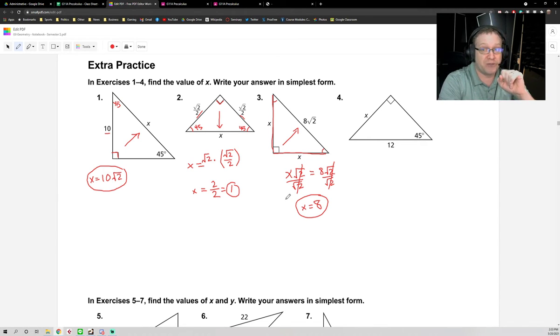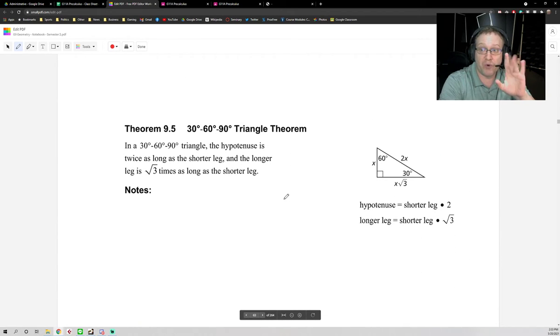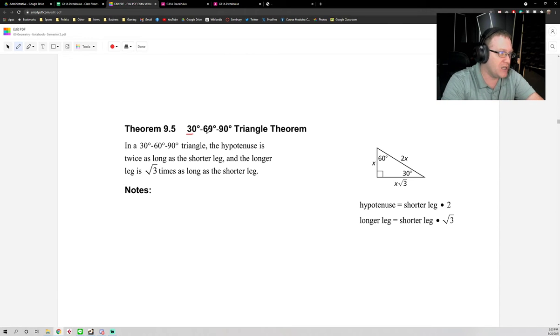Now, let's go back up to our notes, because there's one more kind of special triangle that we need to learn. It's called the 30, 60, 90 triangle, right? The 30, 60, 90. So if we see a triangle, it's got to be a right triangle because that's the 90, right? 90, and then this is 30, and then this is 60. This is another special triangle.